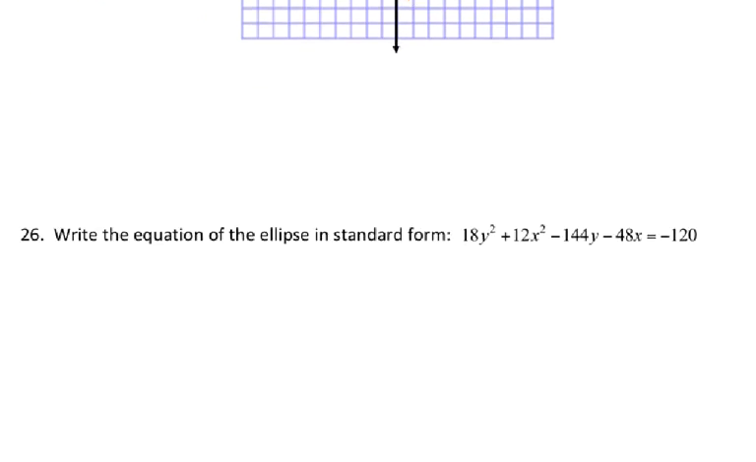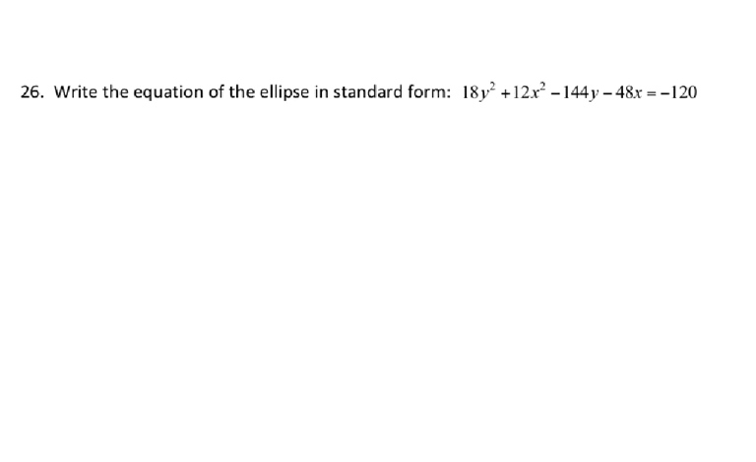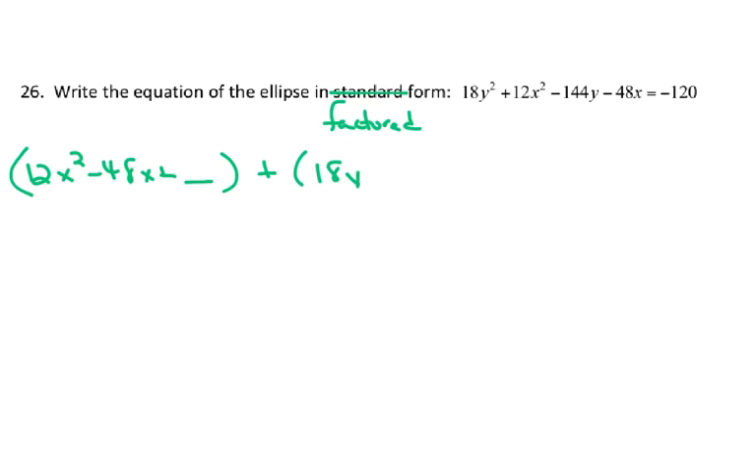The last problem that I'm doing today is number 26. Write the equation of the ellipse in standard form, I'm going to call it factored form, of 18y² + 12x² - 144y - 48x = -120. The way that I made you do this, first you take your x's and put them together in a set of parentheses that you're going to complete the square on, creating a perfect square trinomial. You put the y's in their own parentheses, and we're going to complete the square on that.